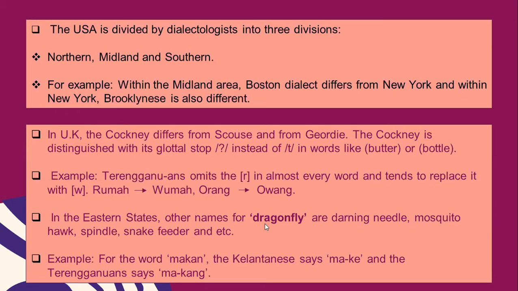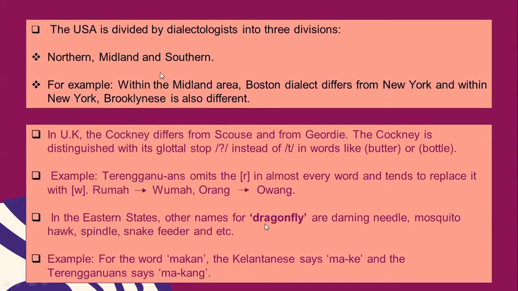Yeah. For example, also an example from our context is the Terengganuans omit the R in almost every word and tend to replace it with W. So rumah became rumah, orang became oang. So it's the same example.